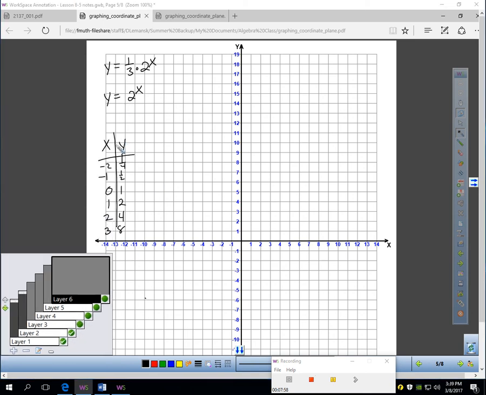The parent function, here's the table for it. I could plug this in my calculator. Here's my table. Let me plot those points. So -2, 1/4, and -1, 1/2, and 0, 1, 1 right, 2 up, 2 right, 4 up, and so on. I'm then going to take my pen and as best I can draw my curve. And you can see this starts low, passes the y-axis, and explodes up.